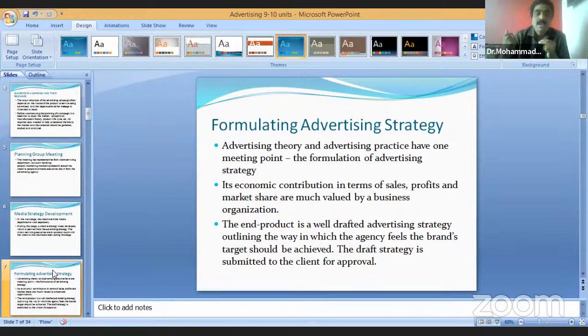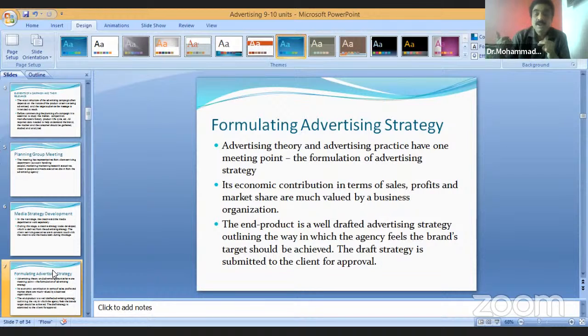Economic contribution in terms of sales, profits and market share is much valued by business organizations. These are the aspects, the end target results. Once we formulate the advertising strategy, the end results of the strategy should be to increase the sales, make profits, and command the market share.